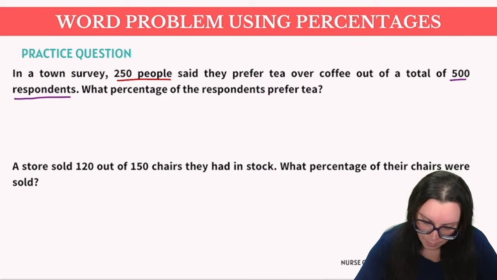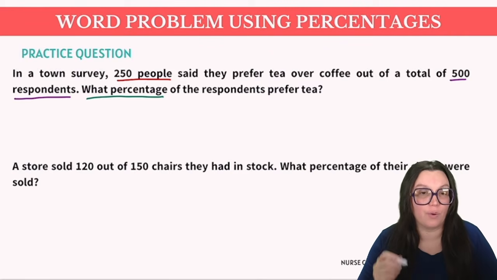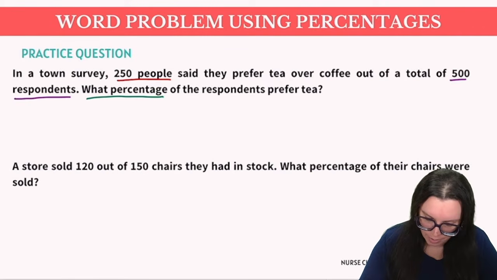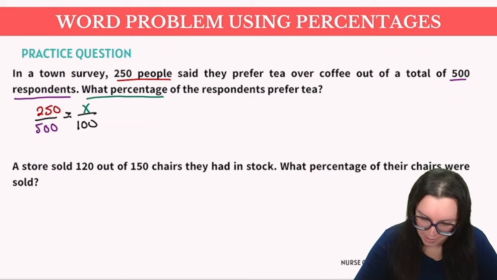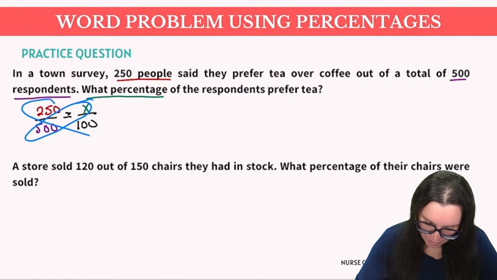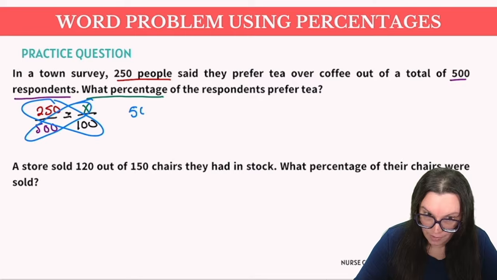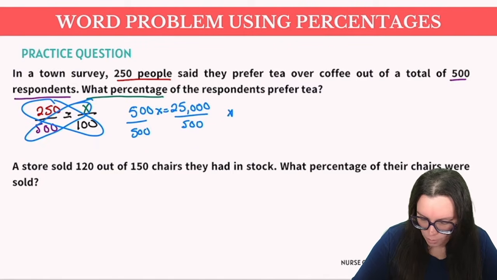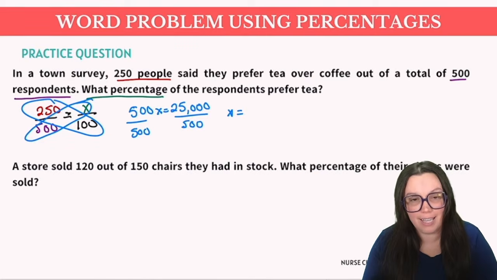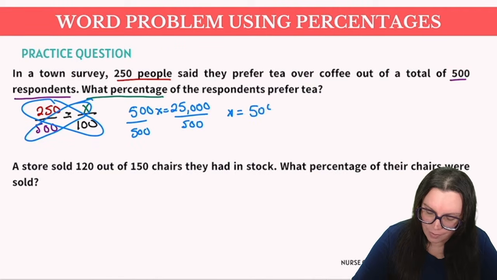And then what percentage of the respondents prefer tea? So again, what percent? That is what we are looking for. That is our x. So now we're just going to plug in our numbers. 250 over 500 is equal to x over 100. Now we're going to cross multiply. So we're going to cross multiply here and cross multiply there. That's going to give us 500x is equal to 25,000. We're going to divide both sides by 500 in order to isolate our x. And x is going to give us 50%.